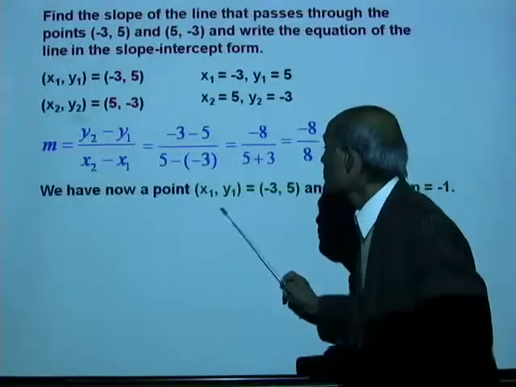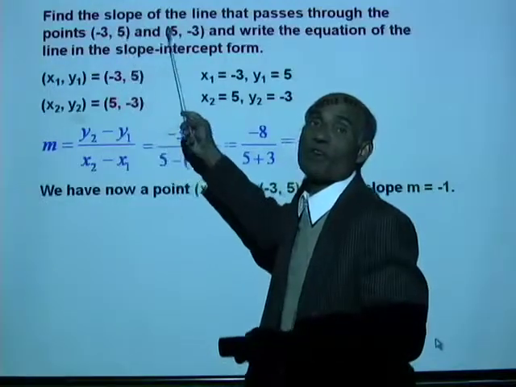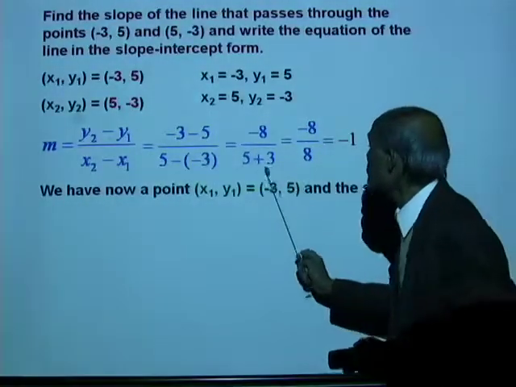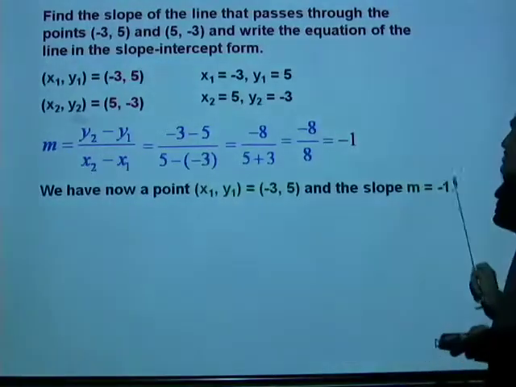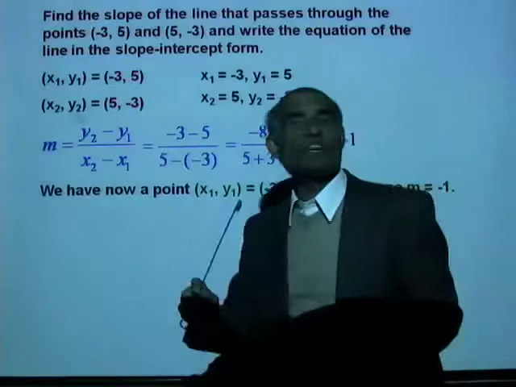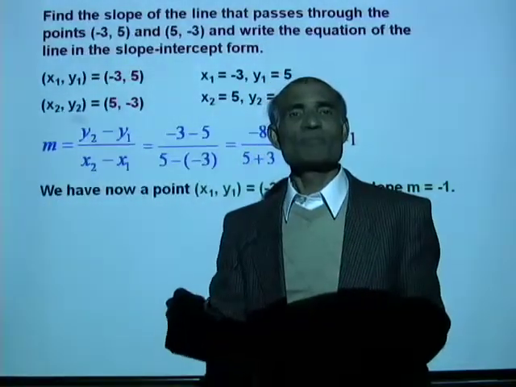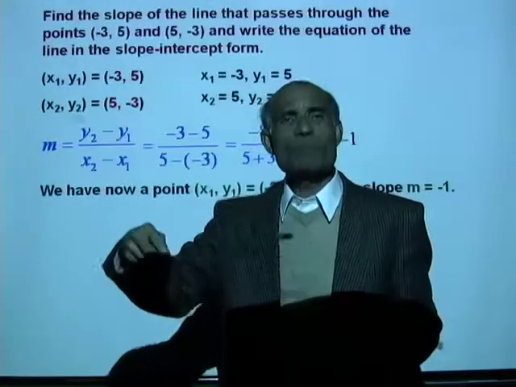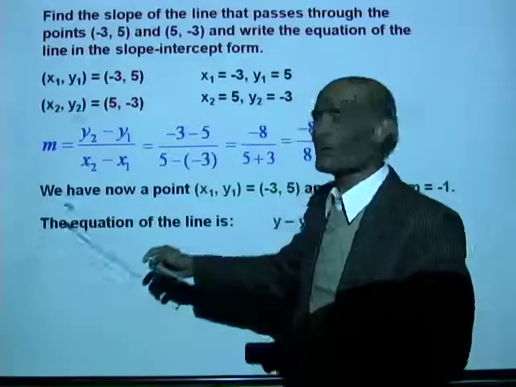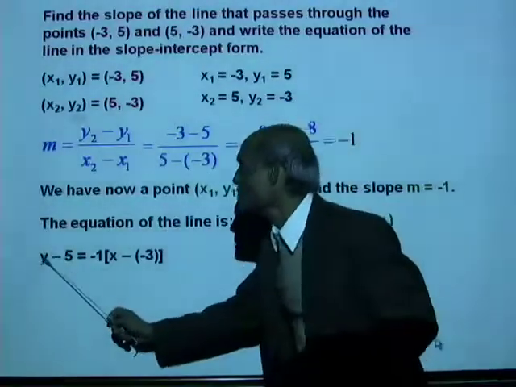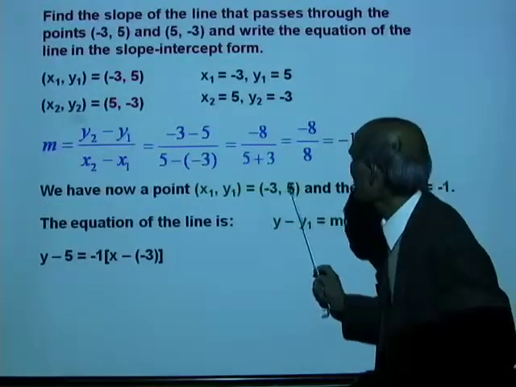We have now to take the point. You can take any of these points, -3, 5 or 5, -3. I have chosen -3, 5. And the slope is -1. What is the equation in the slope-intercept form? You must be able to tell me that now. y minus y1 equal to m times x minus x1. There you are. That is y minus y1. Watch here, our y1 is 5.